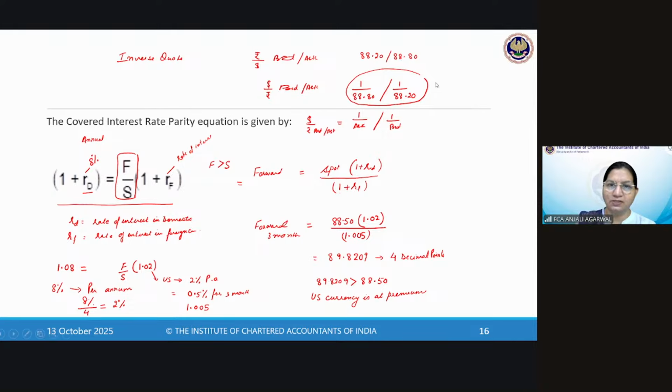Then we also understood how forward points are calculated. If they are increasing, we have to add. If they are decreasing, we have to subtract. Then we have also seen that cross-currency rates may also be required to be calculated. All right. Now we can move on to some questions, team.